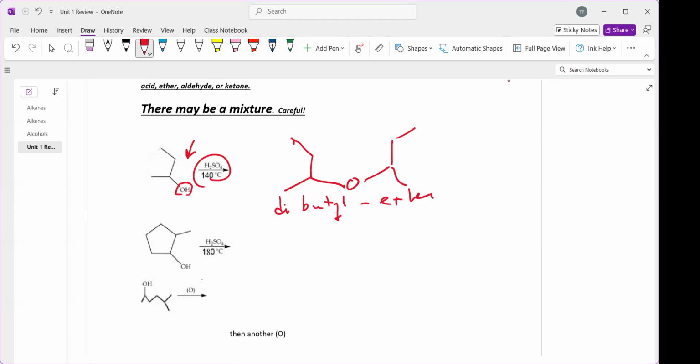Okay, and this guy here is going to be a 2-butanol. Okay, so whenever you see an ether, make that ether, you back up to the alcohol and it's two of them. So the way I always look at ethers, on either side of the O is the alcohol that created that ether.